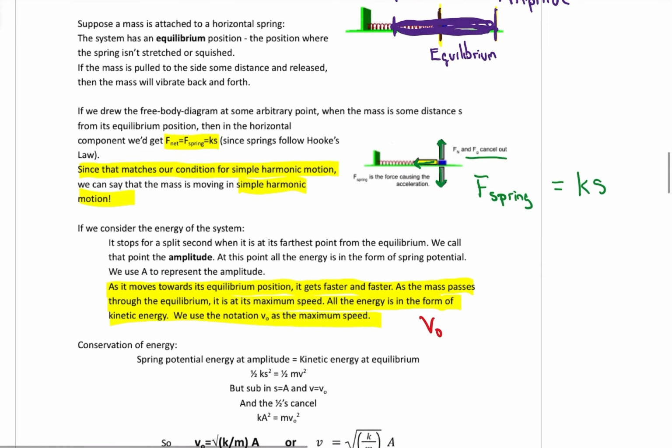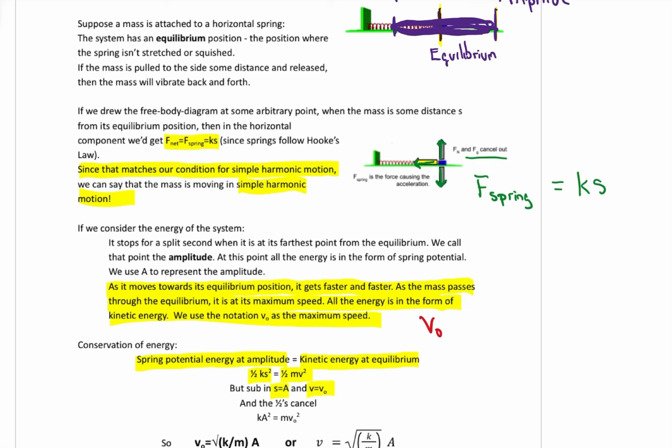If we apply energy to that, the energy is cycling back and forth from spring potential when it's at an amplitude position to kinetic when it's at the equilibrium position. Spring potential energy is always 1/2 ks squared. Kinetic energy is always 1/2 mv squared. But amplitude is a special position, so it's got a special letter. We're going to call it A for amplitude. And similarly, maximum speed gets a special letter. We're going to call it v with a little 0, or v naught, for maximum speed.